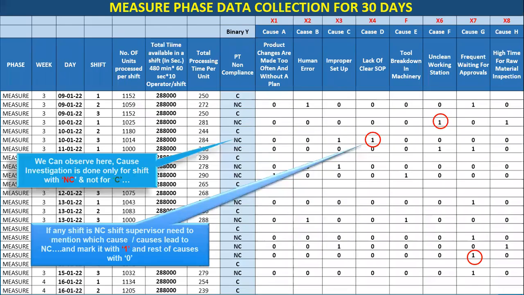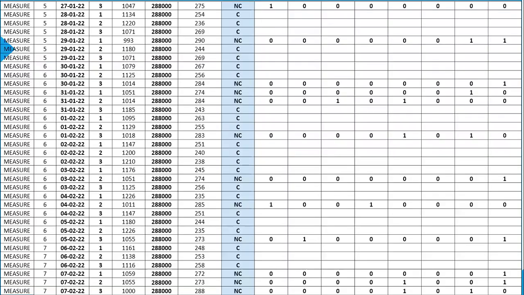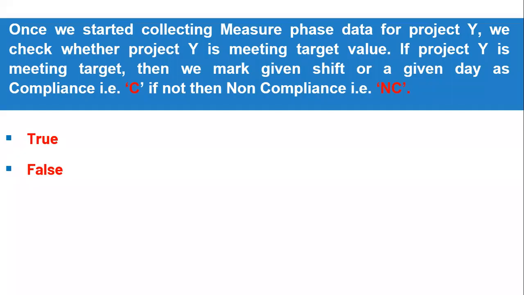Right. So you could see this is how we collected data. Here you can see that in front of C there are blank cells, but in front of NC we did find a few of the culprit Xs. So we just mark 1 for them, and for the rest of them we just mark 0, 0, 0. Likewise, we did it for all shifts across 30 days. So this is how the data of major phase we have collected for almost 30 days. So that's about the data collection. Yes, let's go to the quiz.